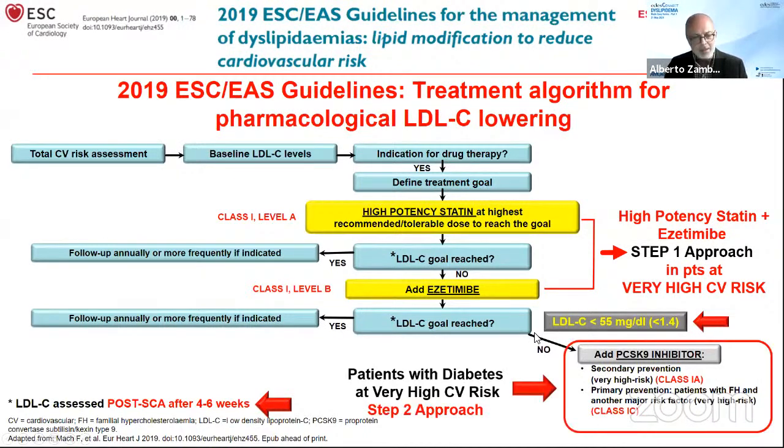In those with diabetes who do not achieve the LDL goals, of course, according to the national guidelines and eligibility criteria, we should consider as a step 2 approach, with the class 1A level of evidence, the use of PCSK9 inhibitors. I stop here, and again, I'm available for Q&A.